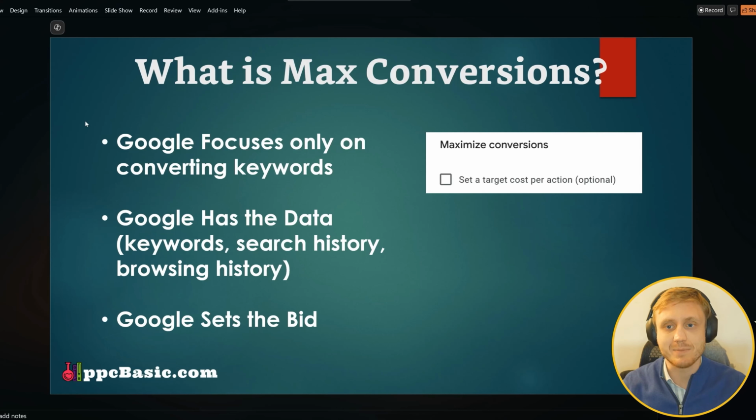So firstly, what is the max conversions bidding strategy? When you enable this strategy, you're telling Google to focus only on the keywords that have converted historically within the Google Ads system. Google has all of the information available within their data. They've had the same search queries enter their system into Google, YouTube, whatever platform, millions of times. So they know which keywords have converted in the past. So you're telling Google to only target those keywords as much as possible. Google has the data on which keywords convert.